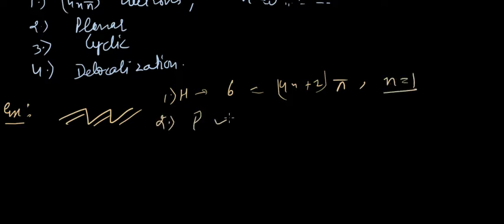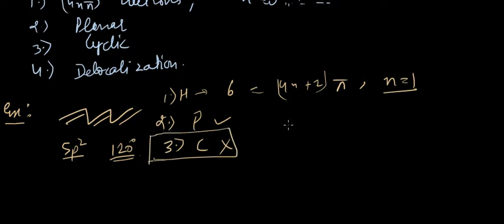Second rule is, is it planar? Yes, it is planar. All the carbon atoms are sp2 hybridized, and sp2 hybridized atoms stay in one plane. Why? Because the angle between different atoms attached to a carbon atom is 120 degrees. Third rule is, is it cyclic? No. So that is the reason why this compound is not aromatic. Is it anti-aromatic? No. Why? Because the number of pi electrons here is 6, and it is not following the 4n pi electrons. Hence this compound is non-aromatic.